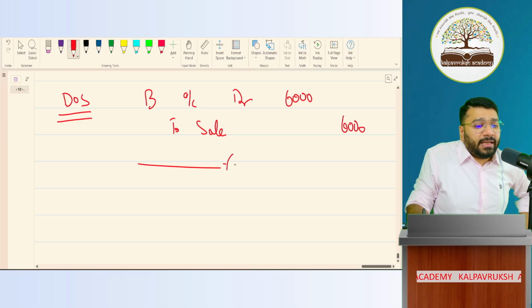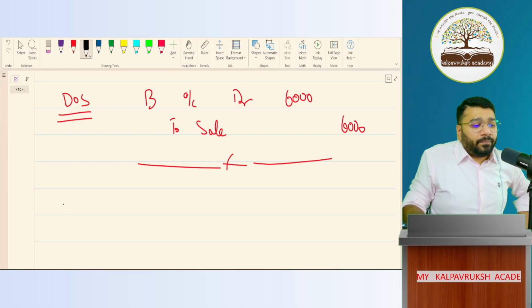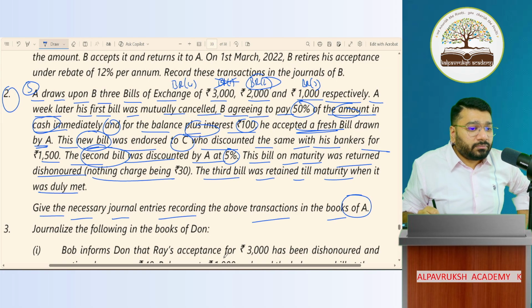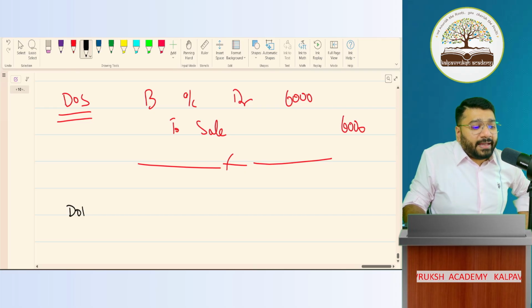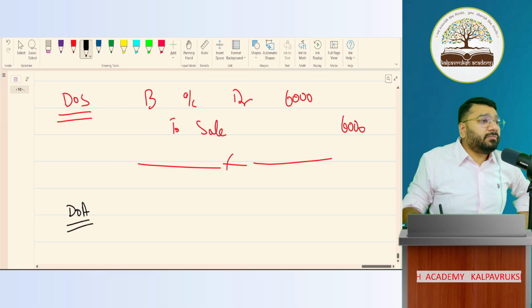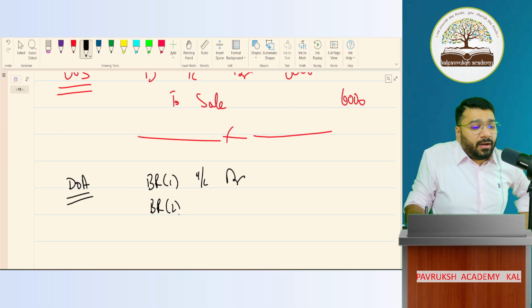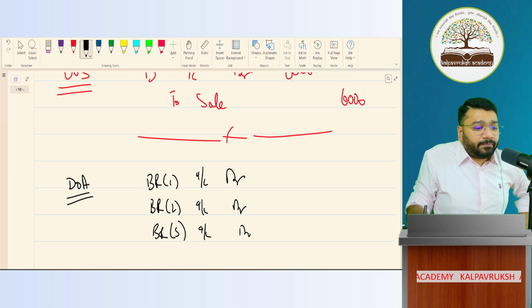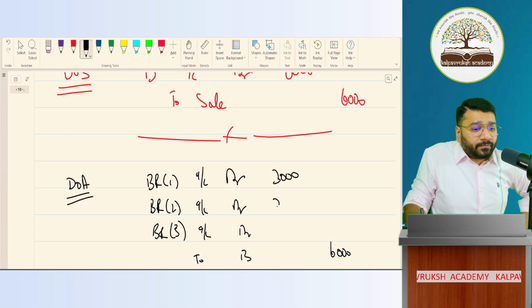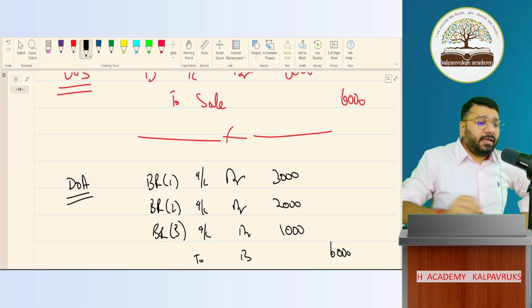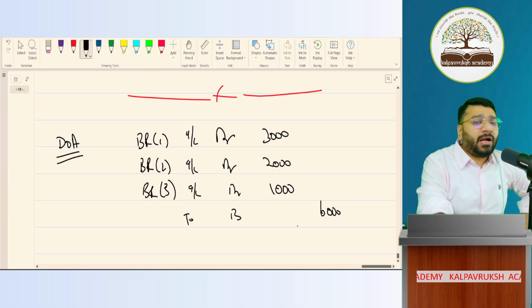Will you pass this entry and come to the exam? No. Now, the date of acceptance of the bill. What entry? BR1 account debit. BR2 account debit. BR3 account debit. To B. How much is the first bill? 3,000, 2,000, 1,000. Any problem? So B account is opened and B account is closed.